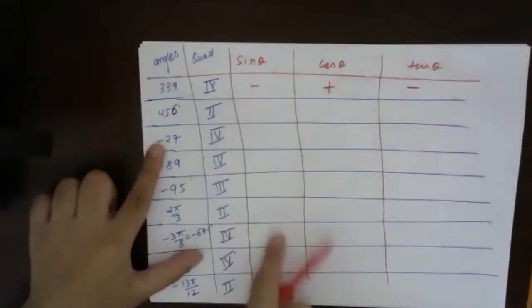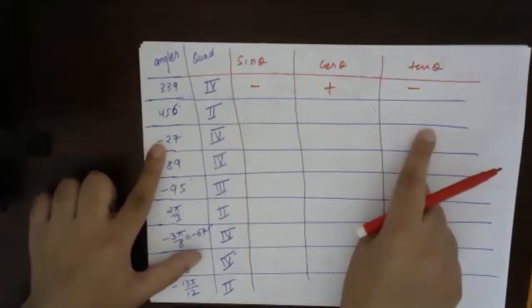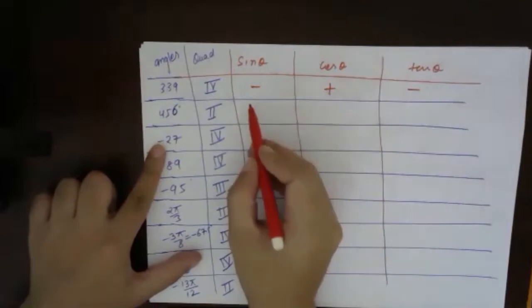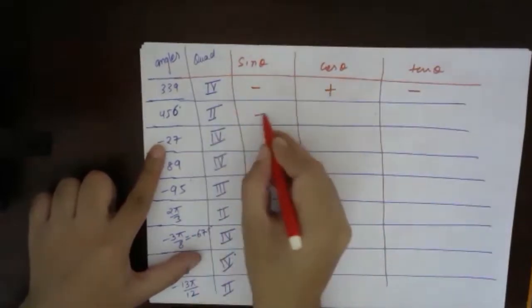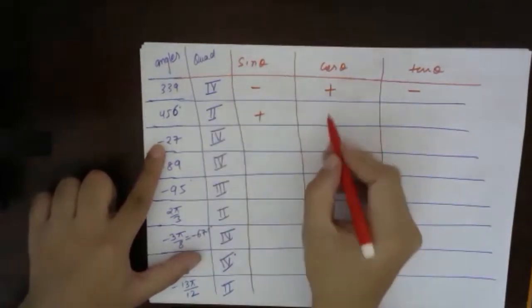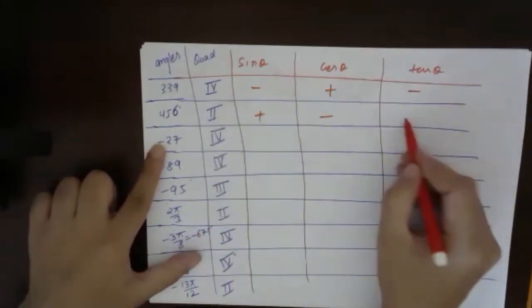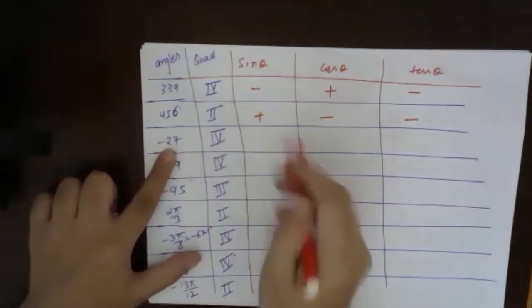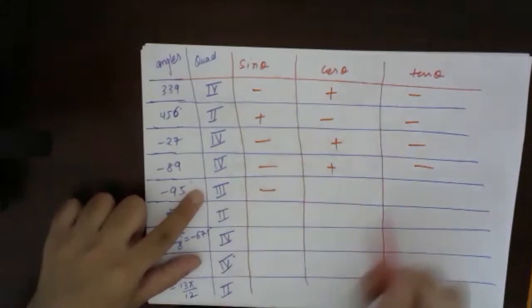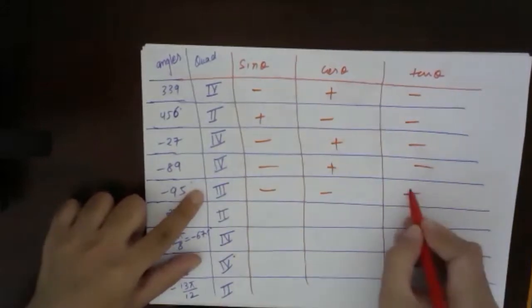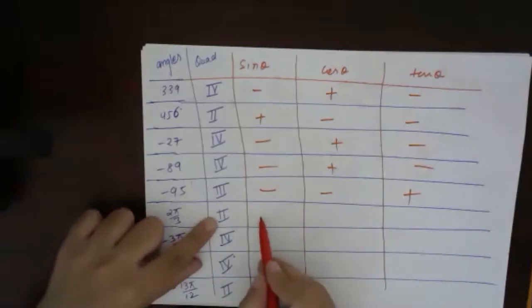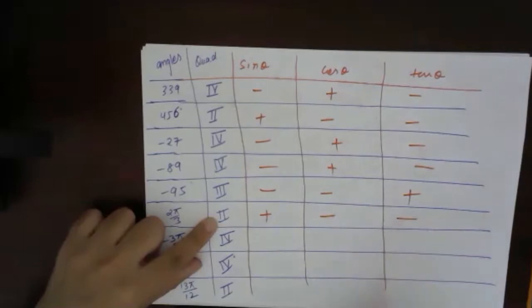Just tally your own table. Okay, sine in the second quadrant is positive, cos in the second quadrant is negative, tan in the second quadrant is negative. Third one, fourth will be exactly same as the first one. Third: sine is negative, cos is negative, tan is positive.